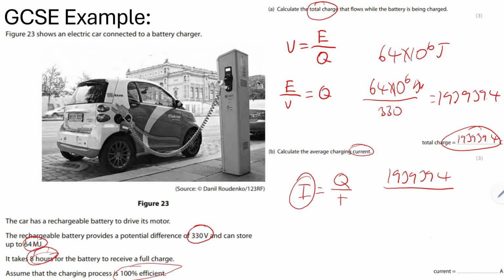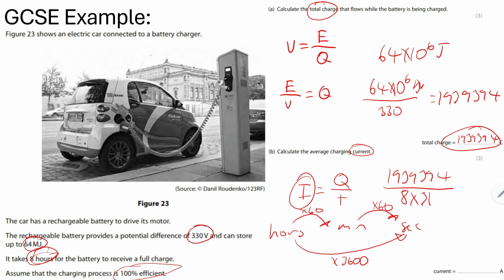But we want that in seconds. So to go from hours to minutes, and then minutes to seconds. To go from hours to minutes you have to times by 60, and minutes to seconds you'd have to times by 60, and so altogether you will need to times it by 3,600. So we have to do all of that divided by 8, as there's 8 hours, times by 3,600, as there's 3,600 seconds in an hour. So when we do that, we'll get 6.73, and that is your answer, 6.73 amps.